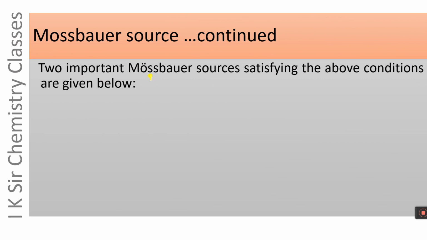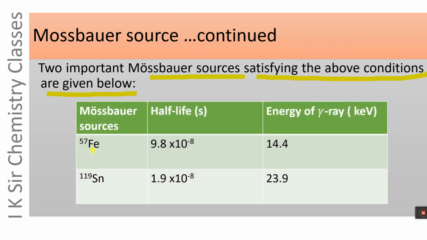Two important Mossbauer sources satisfying the above conditions are given below. First of all, Fe57 having half-life 9.8 into 10 to the power minus 8 second, and the energy of gamma ray emitting from it is 14.4 kilo electron volt.